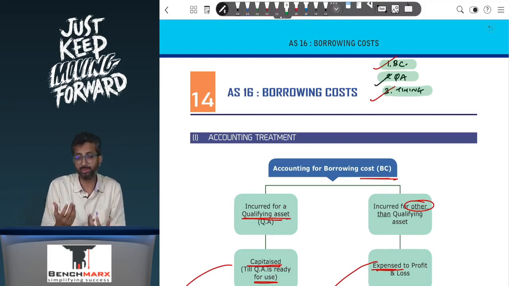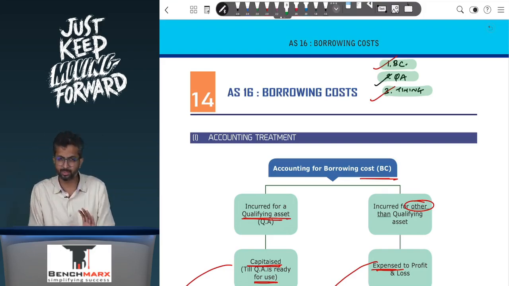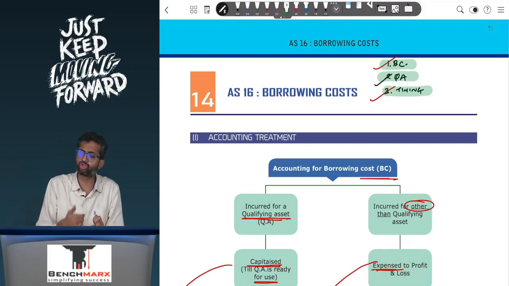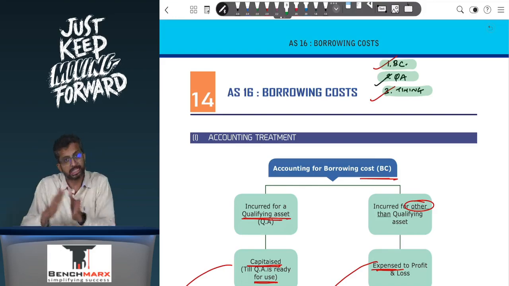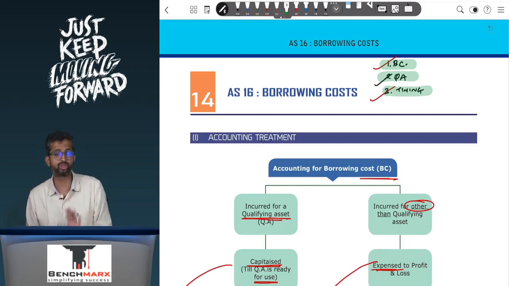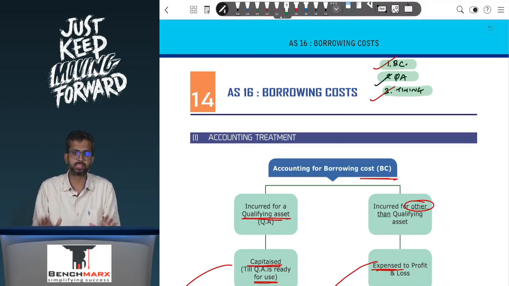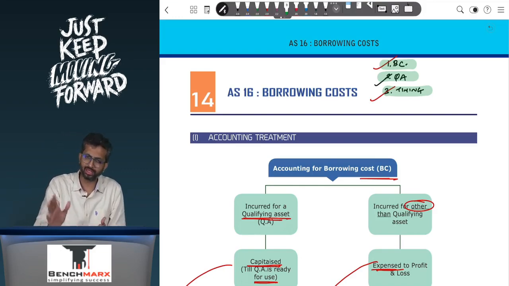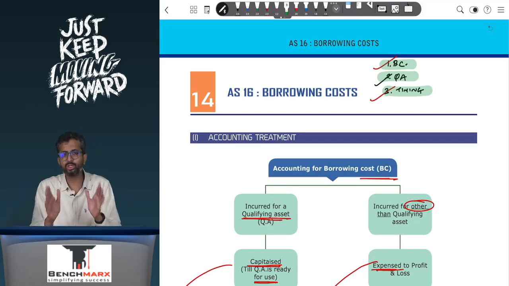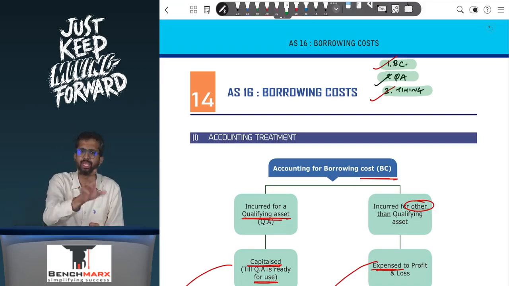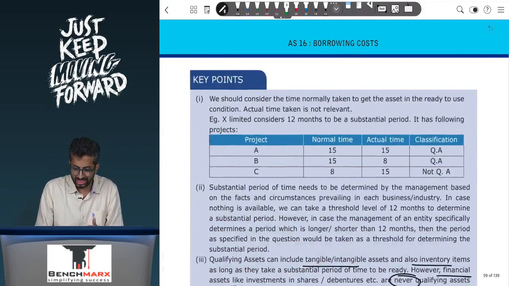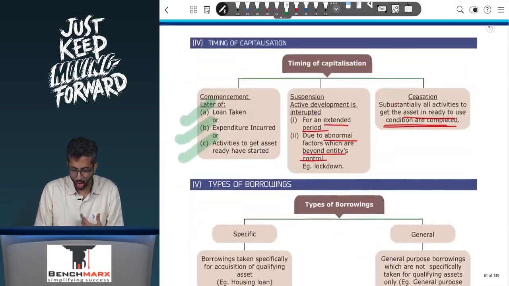And third, timing, we will start capitalizing from the commencement date, that is the date when the loan is taken, expenditure incurred or activities commenced, whichever is later, till the time the asset is ready for use, or substantially all activities to get the asset in the ready to use condition are completed. In the middle, if the work is stopped or interrupted due to abnormal factors for an extended period of time, then you will suspend capitalization during that time and you will take whatever is the relevant interest to the profit and loss account.